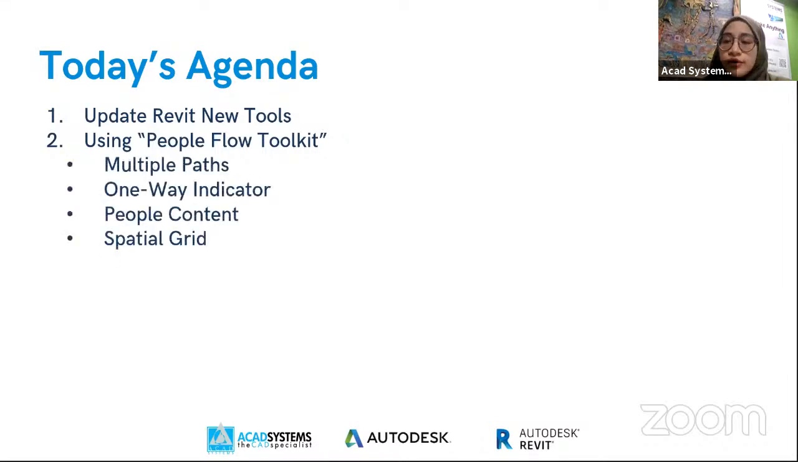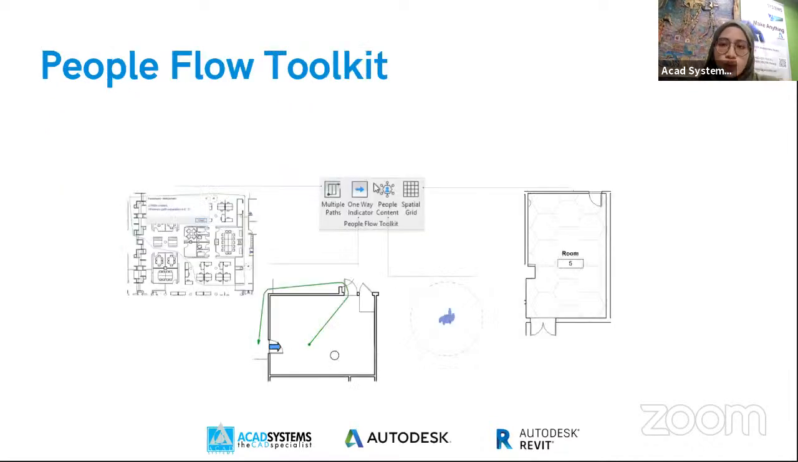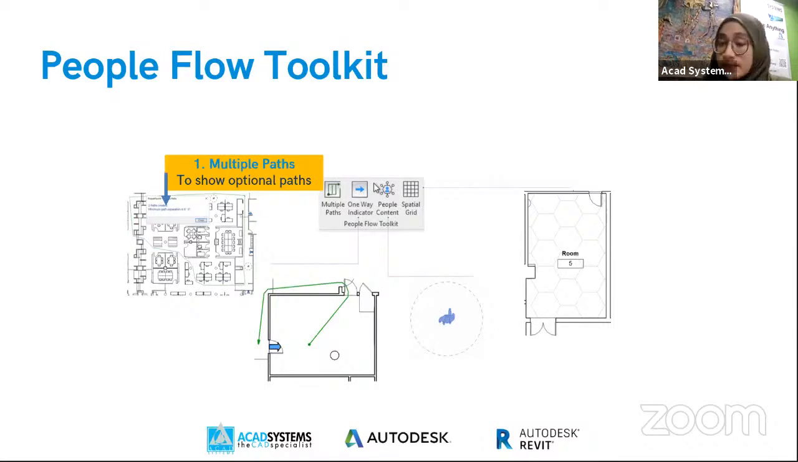This is among the 4 tools that I'm going to talk about: the multiple path, the one-way indicator, the people content, and the special grid. So what are all of these? For the first one, the multiple path. The multiple path is very essential for you to show the optional path. So we can select the starting point and then the end point, and it will let you know how many paths can be created from that selection of the first and end point.